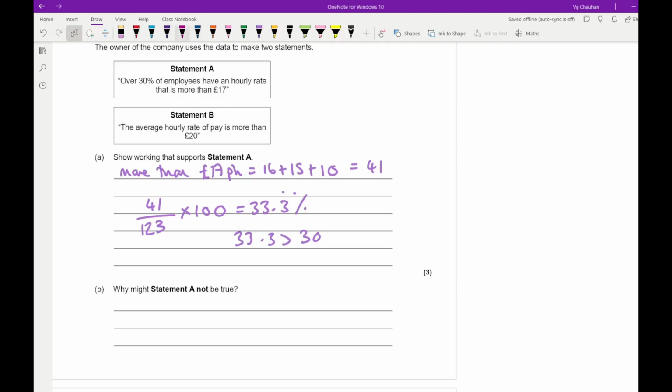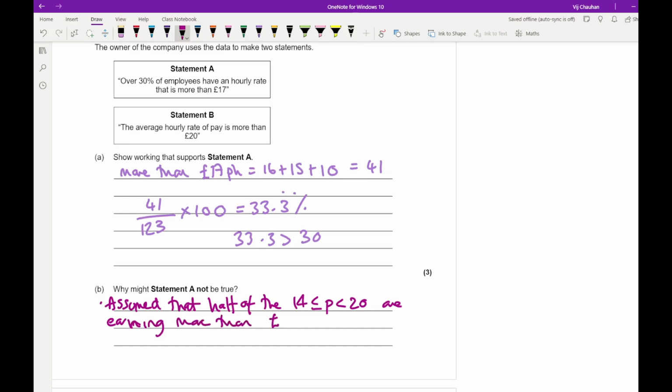Now moving on to part B, it says why might statement A not be true? Again, there's a couple of reasons which we could give that would be valid for the 1 mark for this particular question. So if your answer is different to the one that I've written, then all you need to do is simply check the mark scheme and see if they will give you the mark for it. But I would say one of the most common ones is that we've assumed that half of the 14 to 20 group are earning more than £17, which might not be true.